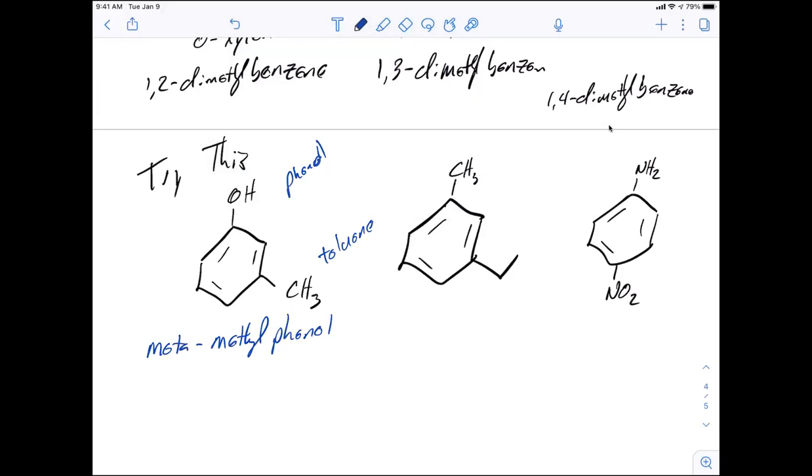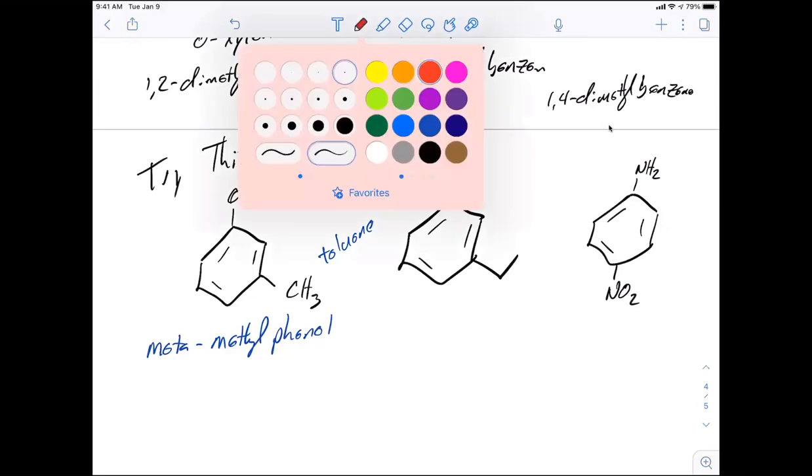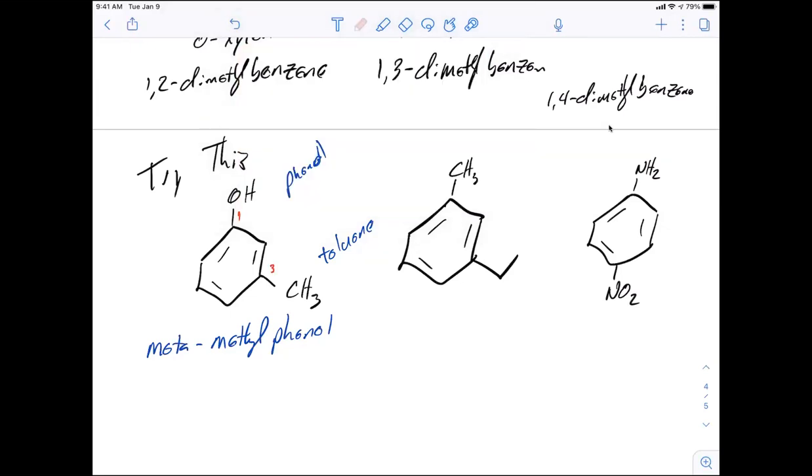If I name this as a benzene, then I have a 1 and a 3. So let's go back in, 1 and a 3, but I also could have what? Let's pick orange, 1 and a 3. Okay, so which one comes first, the methyl or the hydroxy?